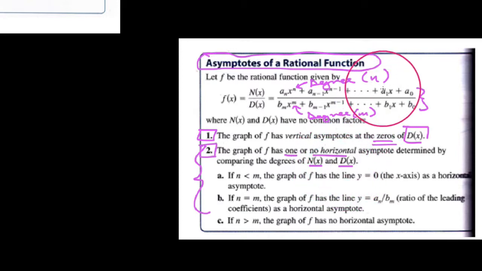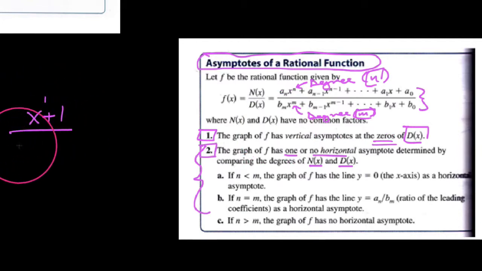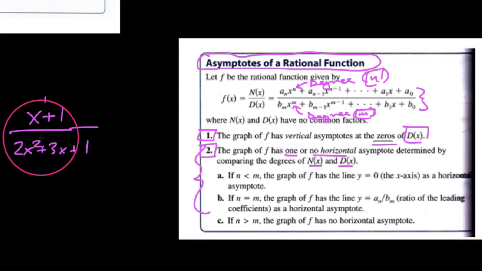So when we talk about comparing the degree, we said the degree of the numerator is n, the degree of the denominator is m. So we say, what if n is less than m? That is, what if the degree on the top is less than the degree on the bottom? So this could be something like x plus 1, that is a degree of 1, over something like 2x squared plus 3x plus 1. This would be an example of what we're talking about here. We are going to refer to this, where the degree of the top is less than the degree of the bottom, as bottom heavy, okay?